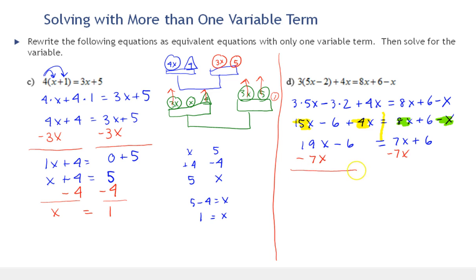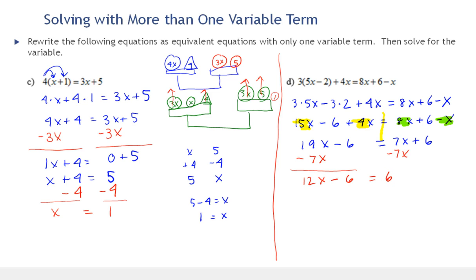So on the left-hand side, 19 minus 7 is 12, so we have 12x minus 6. Here, 7x minus 7x cancels to 0x or 0, and then we have 6 on the right-hand side.